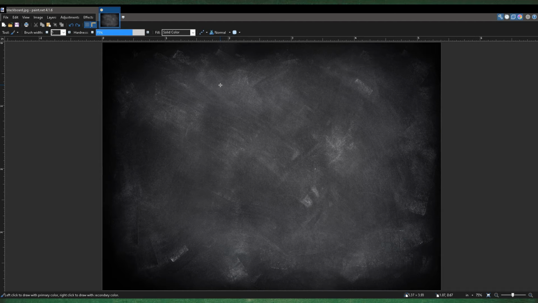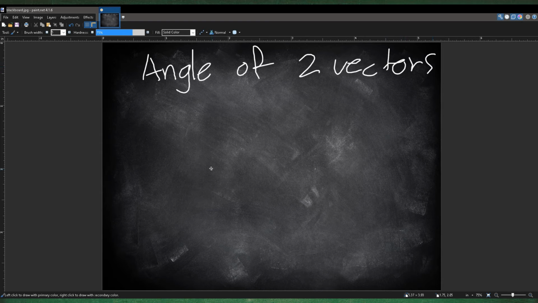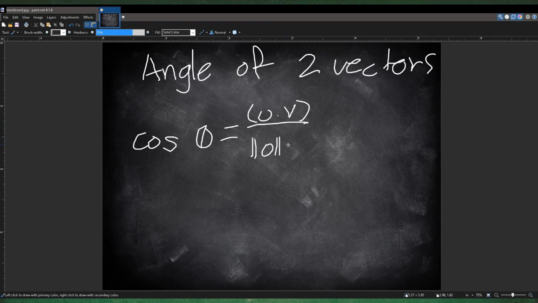And next up is how to find the angle between two vectors. So let's say you have a graph like this, and then you have a vector and another vector. You want to find the angle between them, which will be denoted as theta. There's a really simple equation for how to do this. Now that we have the dot product, it's really easy. So cosine of theta is equal to the dot product of u and v divided by the magnitude of u multiplied by the magnitude of v.